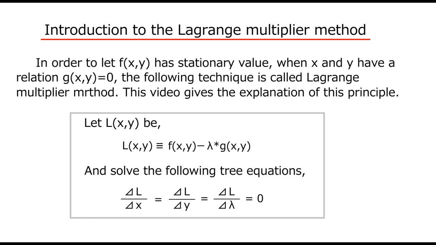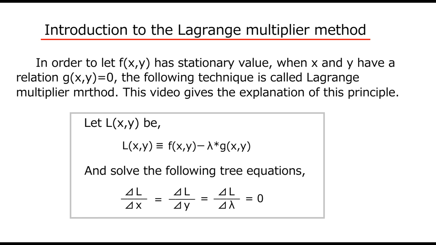Let f(x,y) be a given function of x and y, where x and y are not independent but have to satisfy a relation between x and y that we call a function g(x,y) equals 0. The Lagrange multiplier method is very useful to find the stationary value of f(x,y) under this constrained condition g(x,y) equals 0.